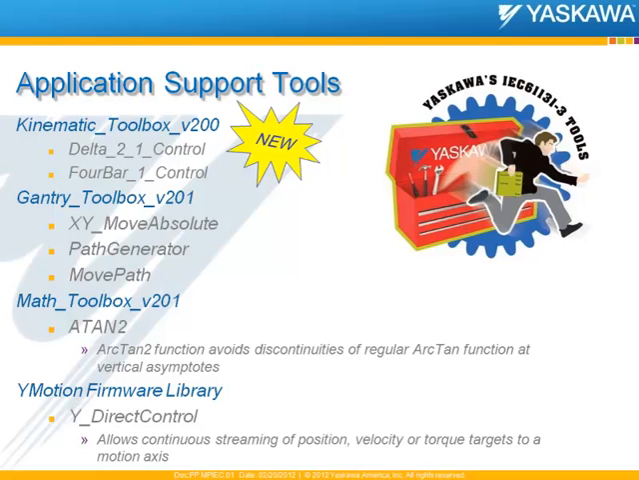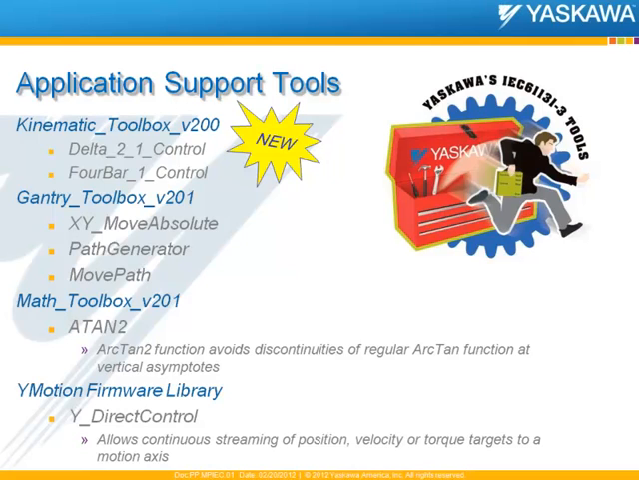The map toolbox, which helps us with our kinematics. We found we had to add an additional function called arctan2. It helps us avoid some of the discontinuities at the vertical asymptotes of an arctan function, say at 90 degrees. And also, we use the Y-Motion firmware library.